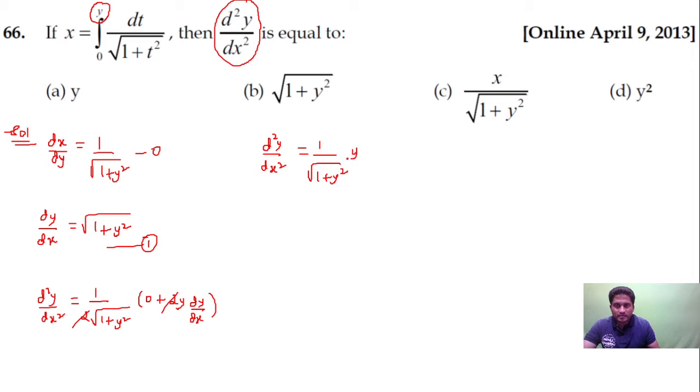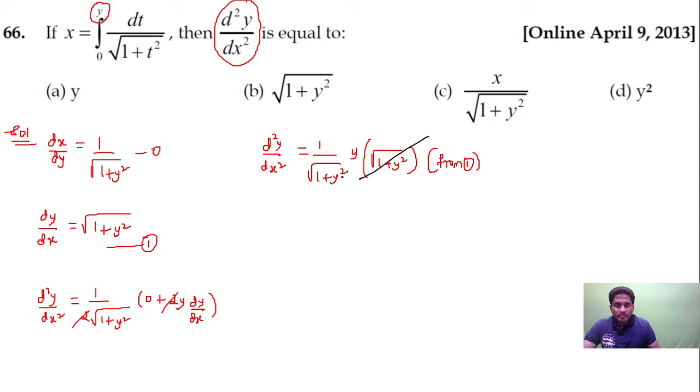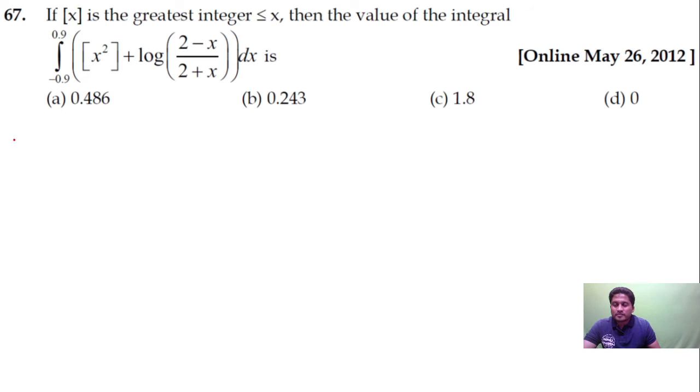Okay, into y. Now if I use equation 1, from equation 1 dy by dx is equal to root of 1 plus y square. Okay, let me write here reference. This is from equation 1. From equation 1, so I'm going to cancel this. Okay, so left out is d square y by dx square. D square y by dx square is equal to y. That's answer, guys. Answer is option A. 66 is option A. Let's move to the next question.